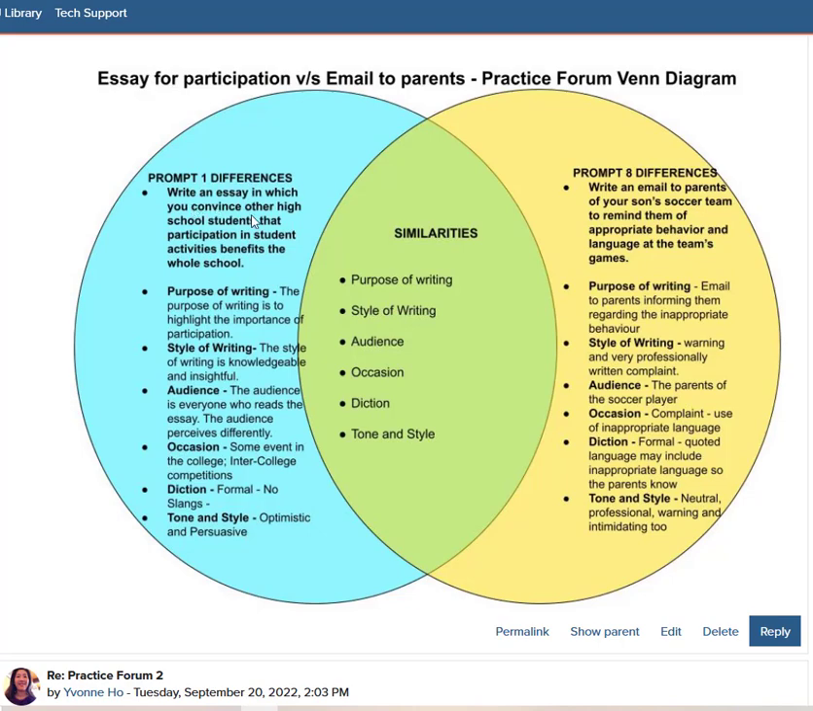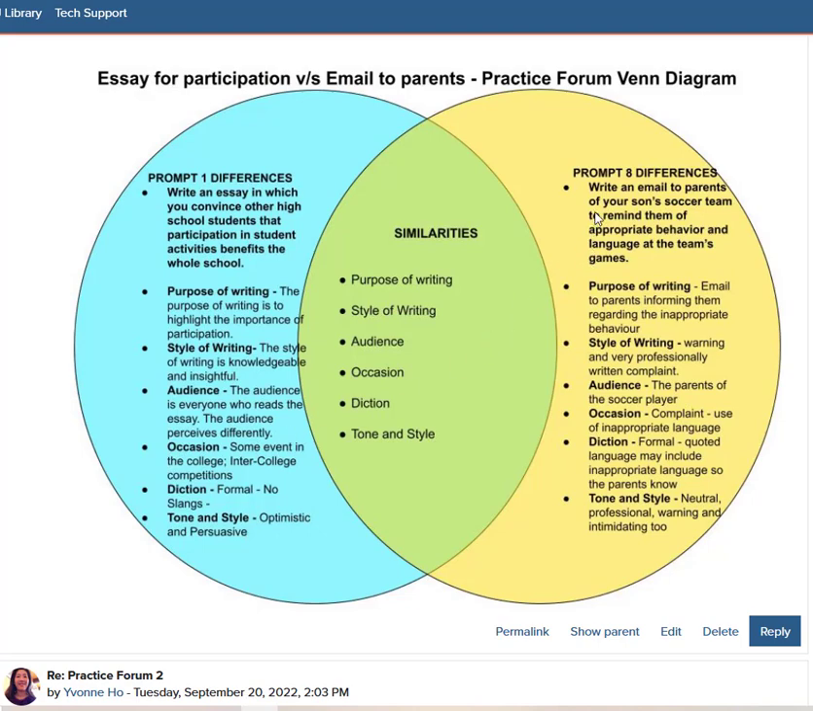Write an essay in which you convince other high school students that participation in student activities benefits the whole school. So here the purpose of writing is to highlight the importance of participation. The style of writing is knowledgeable. The audience is everyone. The occasion is at a college. Diction is formal, no slang. And the tone is optimistic.